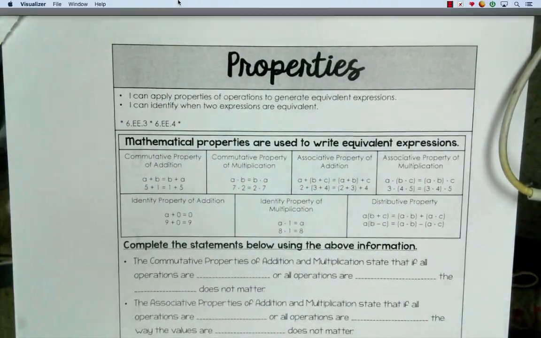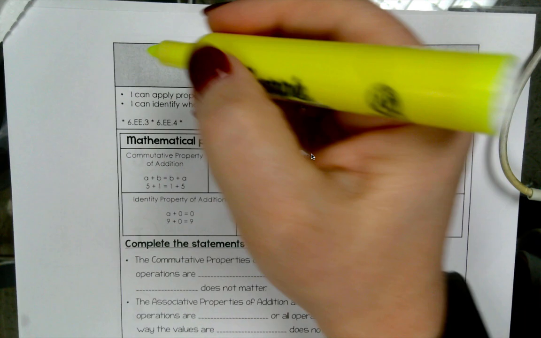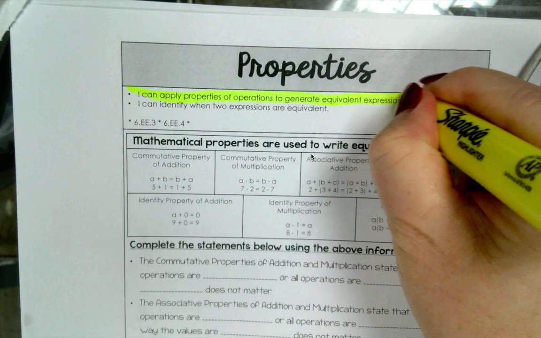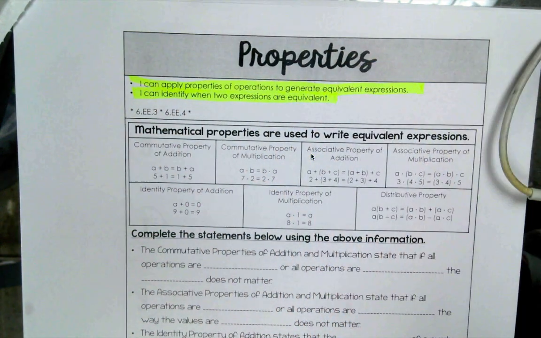Okay, we have talked about properties a little bit. We had little conversations, but we're going to blow it out of the water today. I want you to understand by the end of this lesson that you can apply properties to generate equivalent expressions and then identify when two expressions are equivalent.